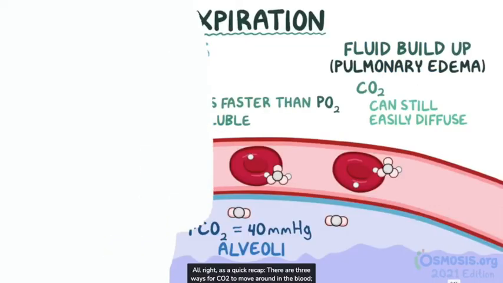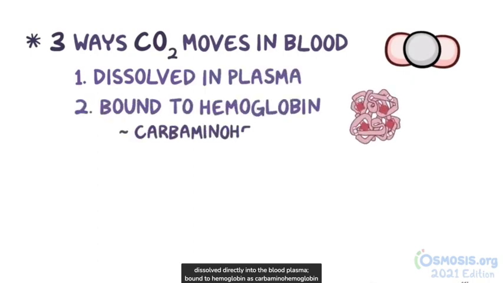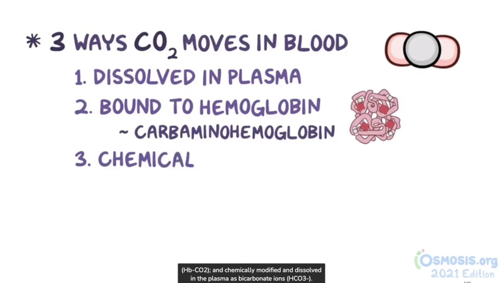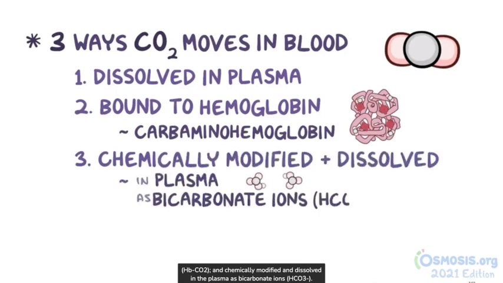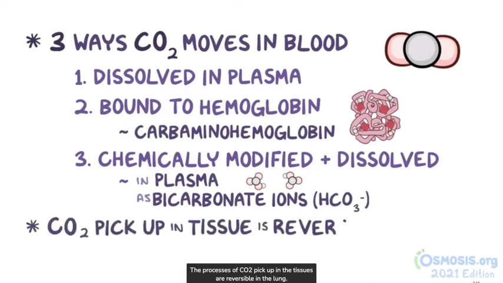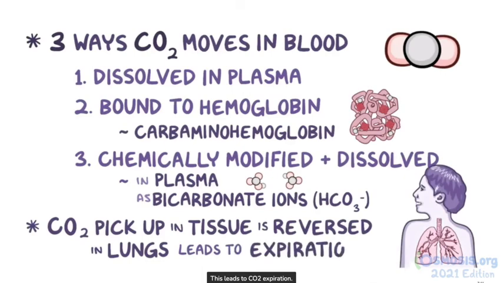Alright, as a quick recap, there are three ways for carbon dioxide to move around in the blood: dissolved directly into the blood plasma, bound to hemoglobin as carbaminohemoglobin, and chemically modified and dissolved in the plasma as bicarbonate ions. These processes of carbon dioxide being picked up in the tissues are all reversible in the lungs, and this leads to carbon dioxide expiration.